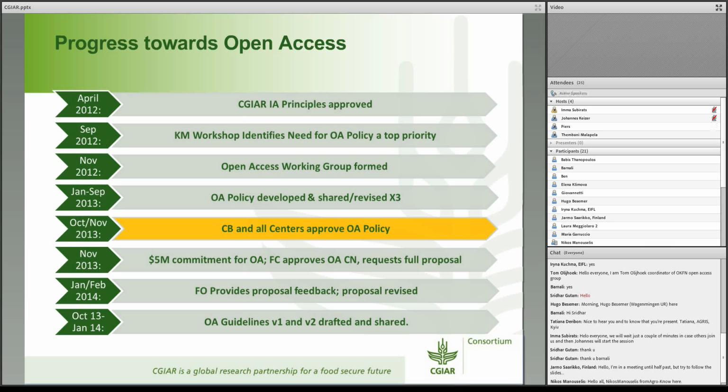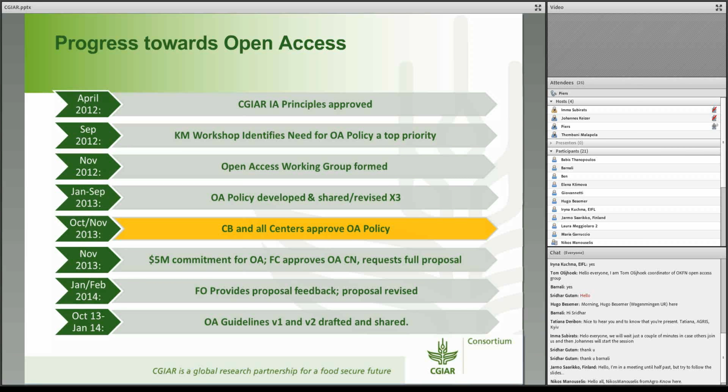So policy, funding, then of course the next piece of this was actually guidelines to support this policy. Those guidelines have also been a challenge, trying to strike balance between helpfulness and flexibility, and we've gone through 2 rounds already and are close to having a 3rd round ready for review.